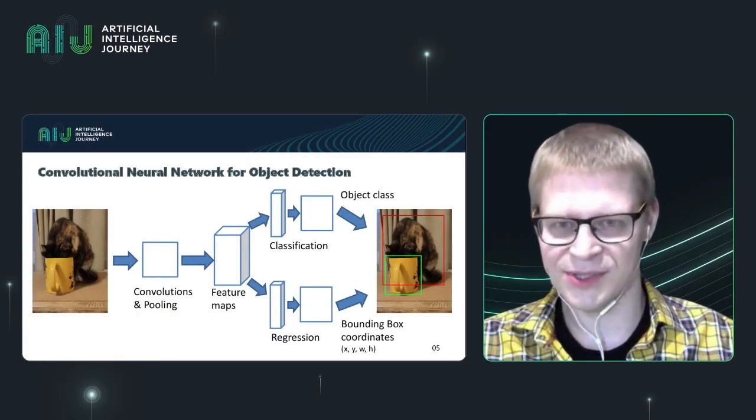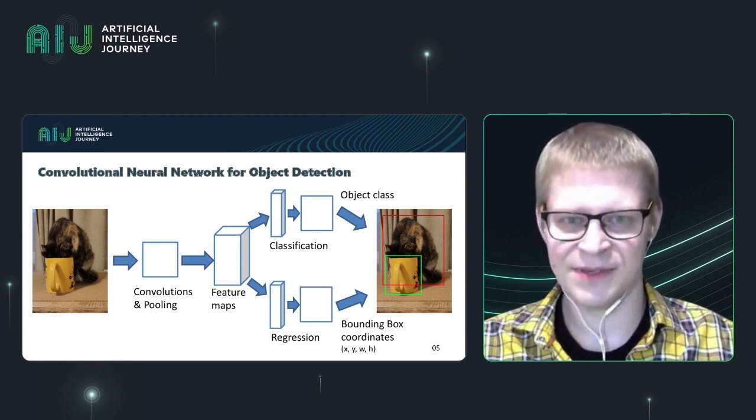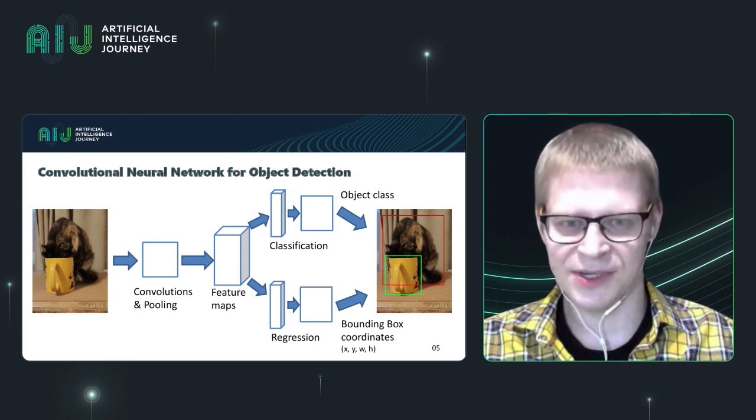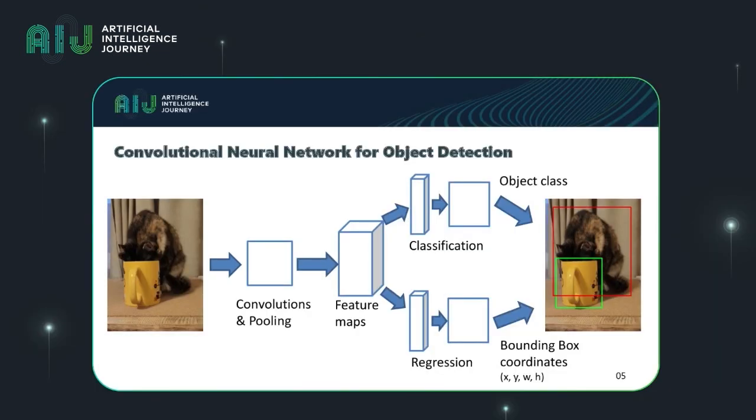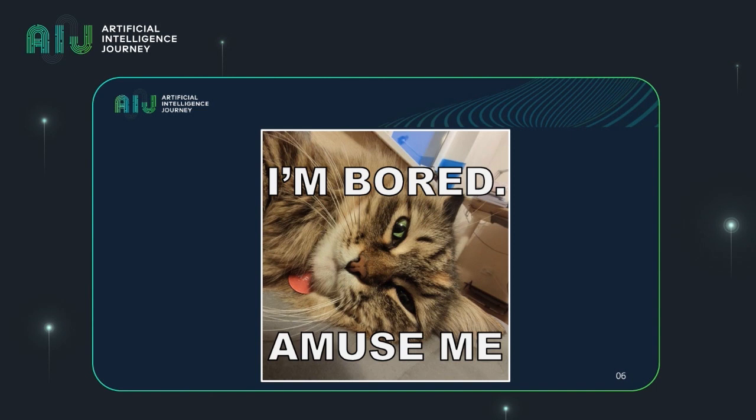That's the object detection task. Again, this can be solved with convolutional neural networks. We can do that both with classification and regression. It's not only about defining what is in the picture, but where it is in the picture, with bounding boxes. This is the square that shows where the object is.